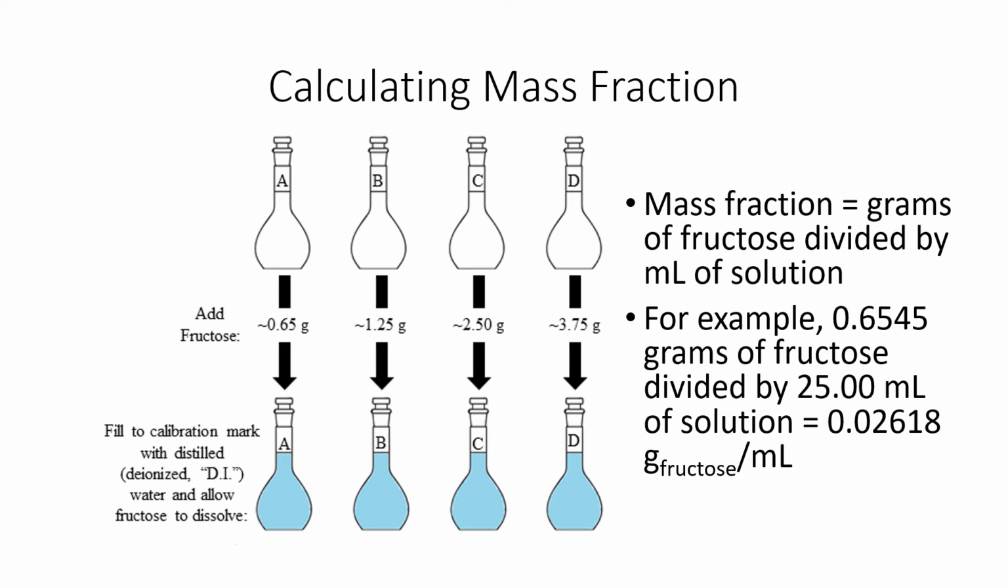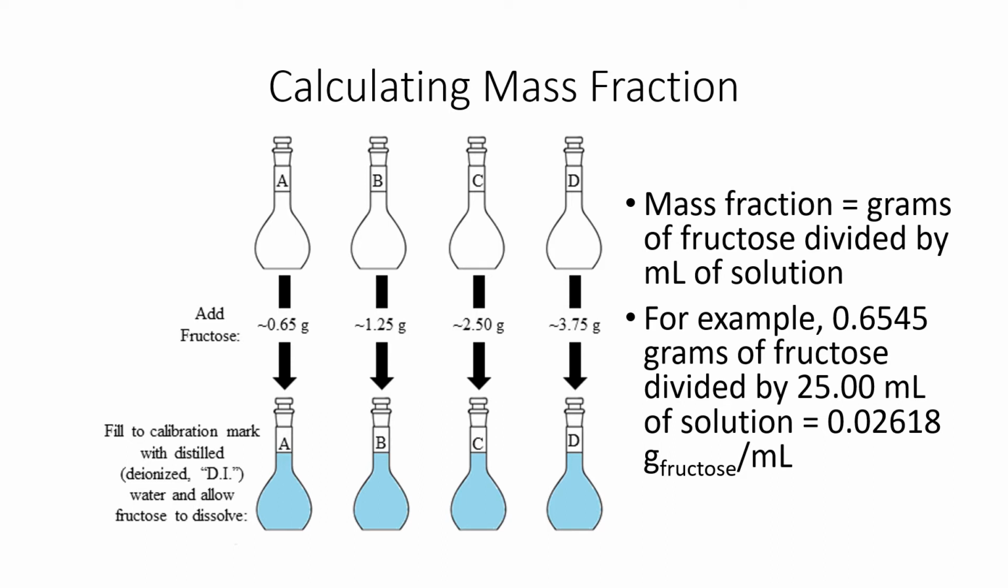Mass fraction is calculated based on how each solution is made. You are weighing out different amounts of fructose for each solution. For example, for flask A, you are asked to weigh out approximately 0.65 grams of fructose. You should report all digits from the digital scale, which in our case reads to 4 digits after the decimal. For example, you might measure 0.6545 grams for flask A.